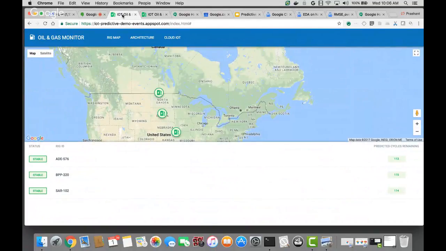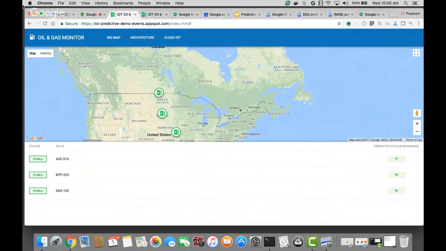Okay. So this demo is about an oil company. That oil company has multiple oil rigs. Each oil rig has multiple machines. And the oil company wants to know when machines are going to fail, so that they can replace the machine or do maintenance on it and improve the efficiency of the oil rig. First we will go through the demo, and then I will explain the design, and how the Google Cloud IoT platform and Google Cloud Machine Learning are used to build this solution.